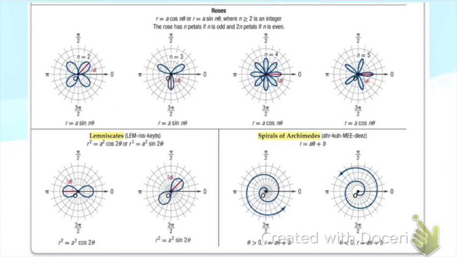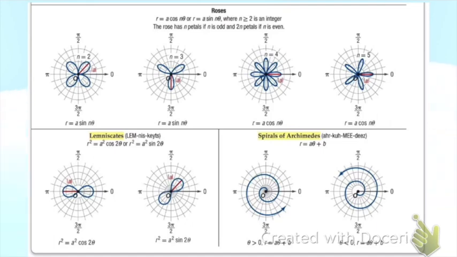What I think are sort of interesting are the roses and the lemniscates. So roses, like it shows, have petals basically. So you put some number times the angle measure inside the function. So r is a cosine n theta, or r is a sine n theta. We get these different things. n has to be greater than 2. It's an integer, so we can't have like 1.3.